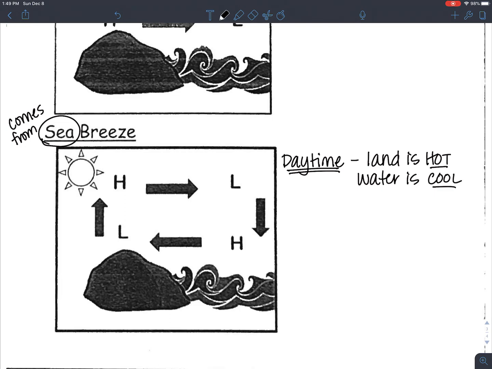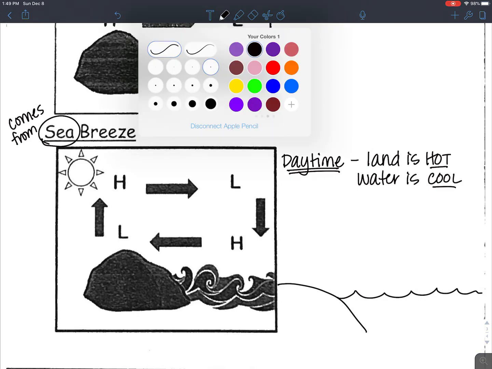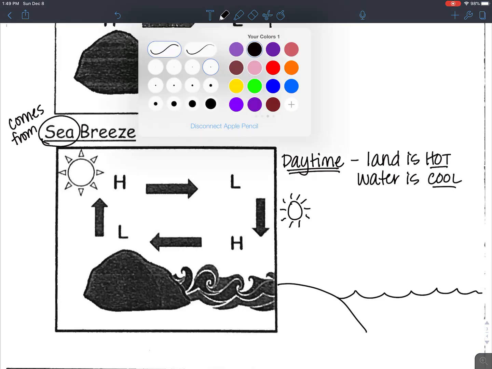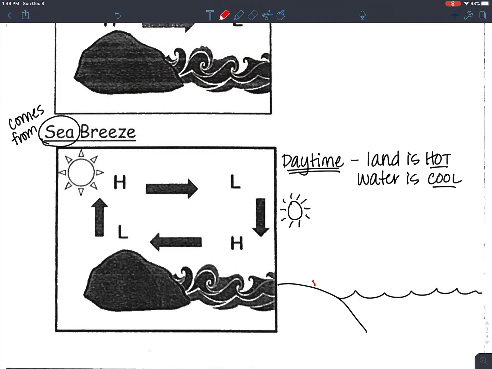So I'm going to draw a simplified picture of this here. I'm going to draw my land. Here's my land, and there's my water. This is the same exact picture that you see here, just simplified a little. During the day, the sun, let's draw our sun here real fast. During the day, the sun is going to heat up the land. So the land starts to become hot. Let's draw some little arrows there for heat.